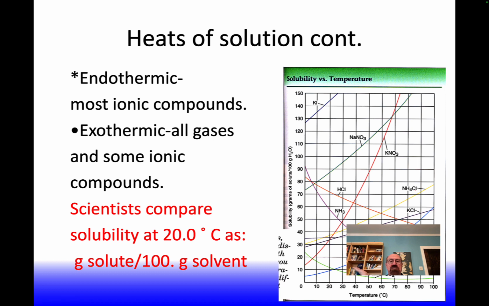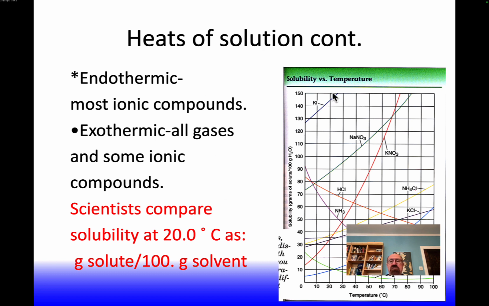Now, this is the solubility curve. A solubility curve basically shows how much of a solute will dissolve at different temperatures. Since this is water, we went from 0 to 100 degrees. And solubility is measured in the units of grams of solute per 100 grams of solvent. The solvent in this case is water.